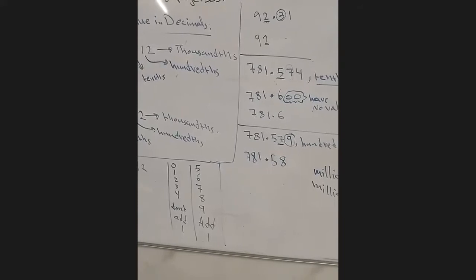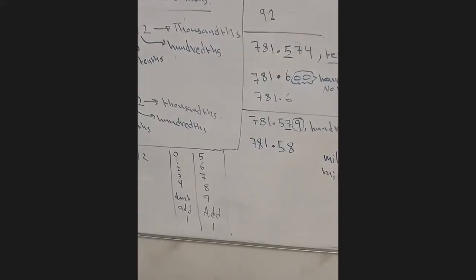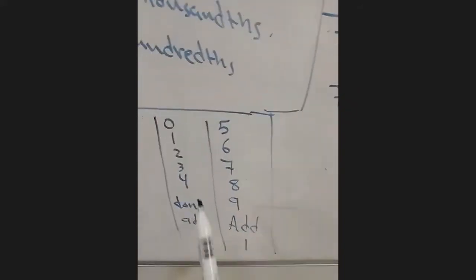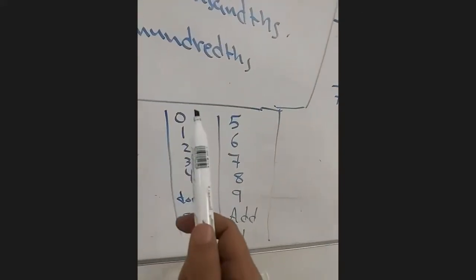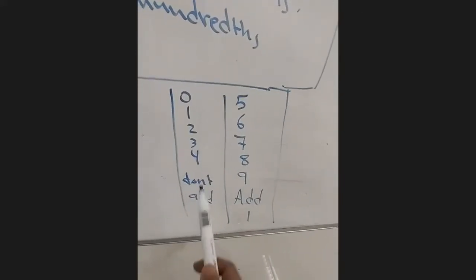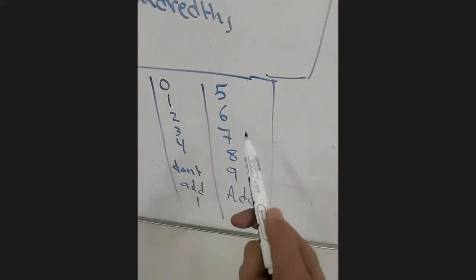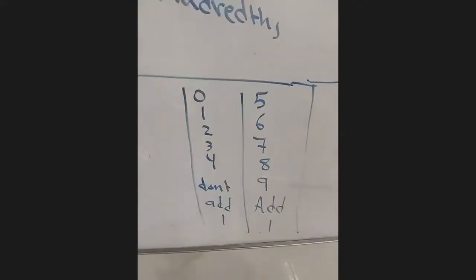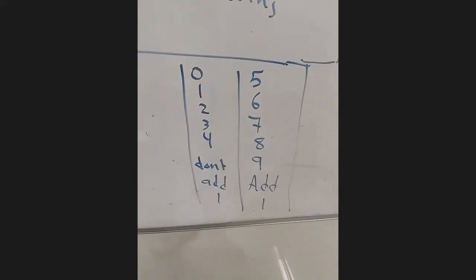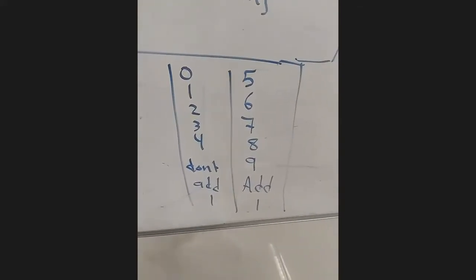Mister, can you see this: 0, 1, 2, 3, 4, 5? If the next number is 0, 1, 2, 3, 4, we don't add 1 to the selected number. But if it is 5, 6, 7, 8, 9, we add 1. What's the problem? Why?